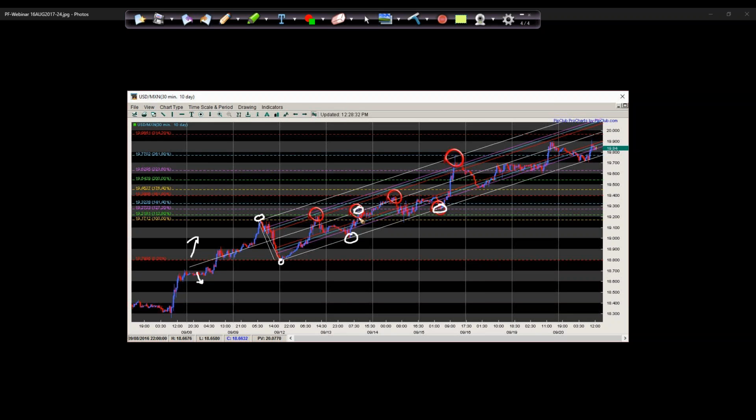I got 1, 2, 3 good hits. We call these Fibonacci's. Don't worry about it. Median, outer boundary, outer boundary. Where does it go from here? There's your trade entry, folks.